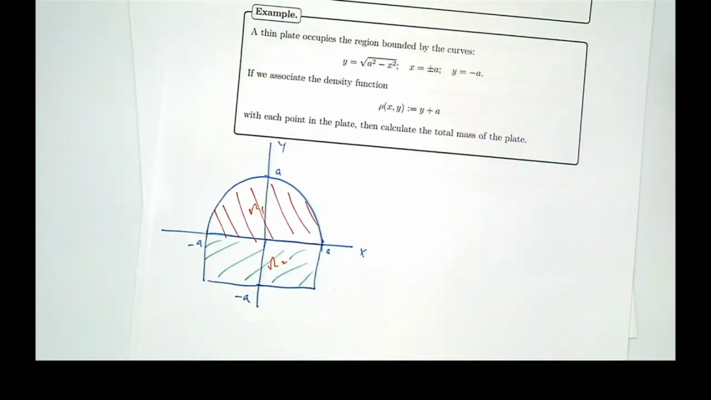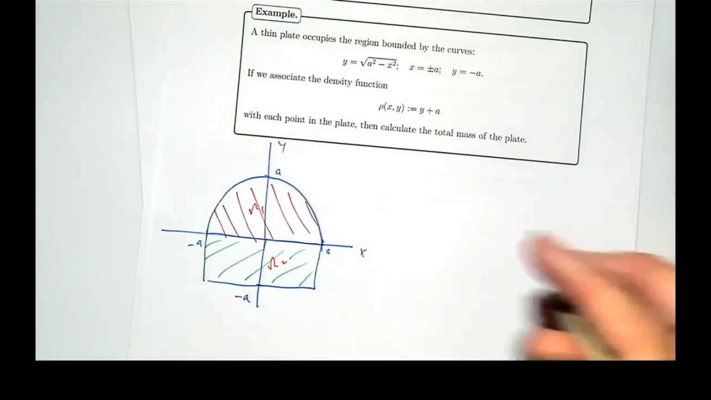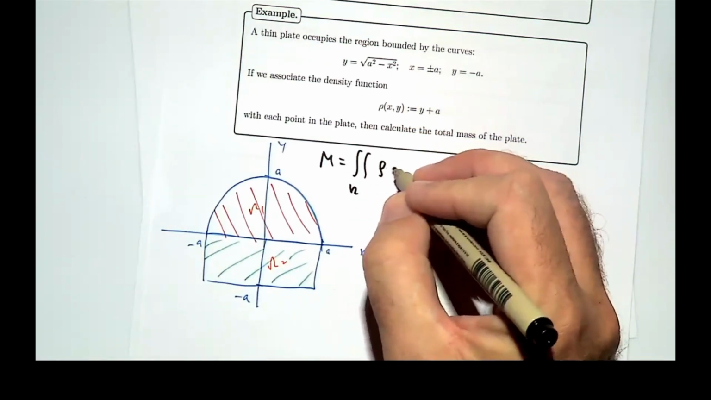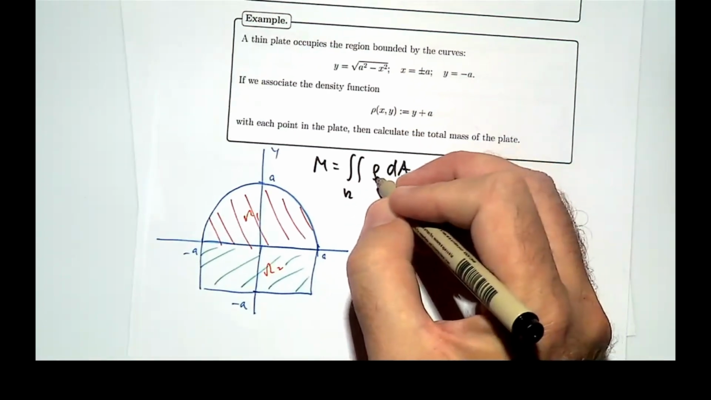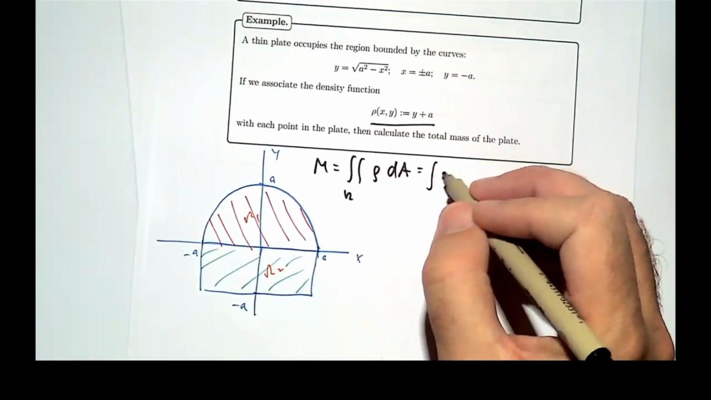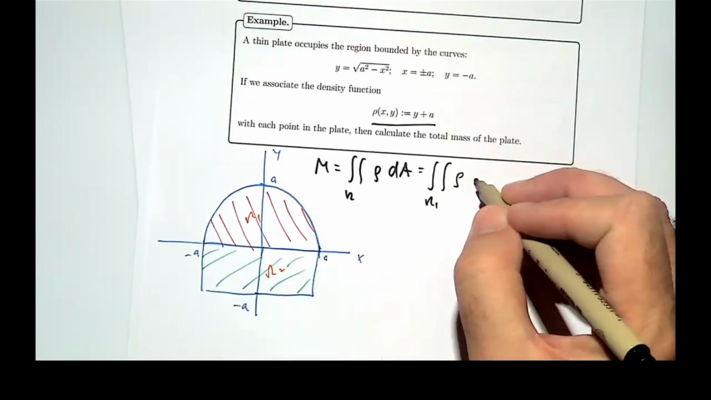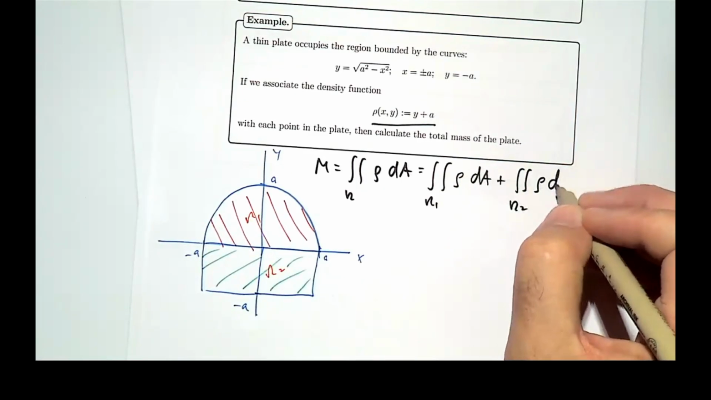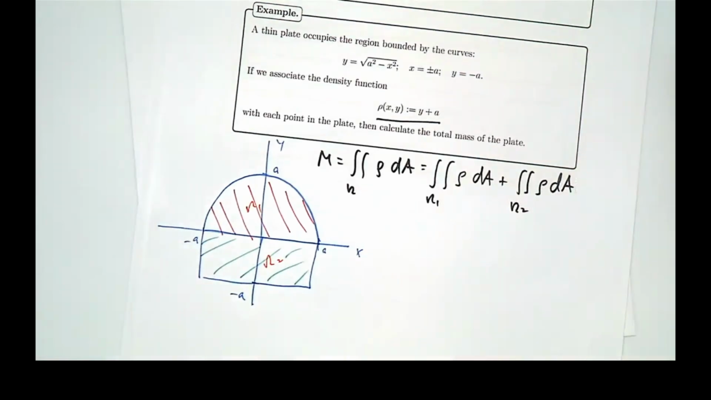Okay? So the total mass is given by this, where rho is the density function here. Okay? But let's be a bit cunning, and compute the two bits separately. You don't have to do that, but let's just try it. Okay? Let's just try it.